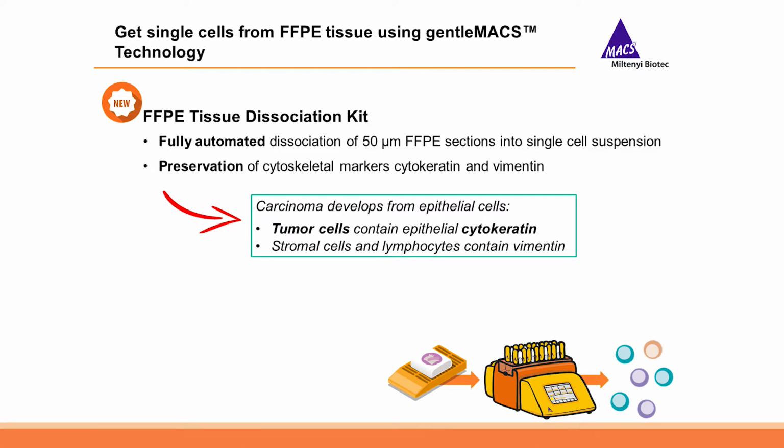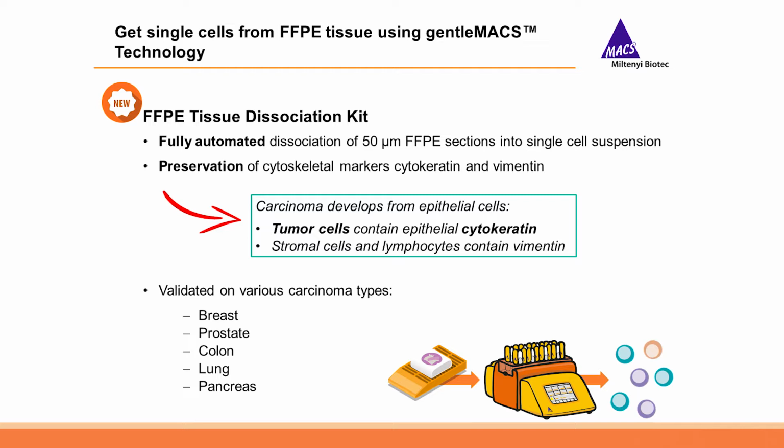So carcinoma tumor cells contain the epithelial cytokeratin marker, whereas stromal cells and lymphocytes contain the vimentin marker. So you can distinguish in flow the carcinoma cells and the non-tumor cells by using these two markers. The kit has been validated on various carcinoma types, including breast, prostate, colon, lung, or pancreatic carcinoma.